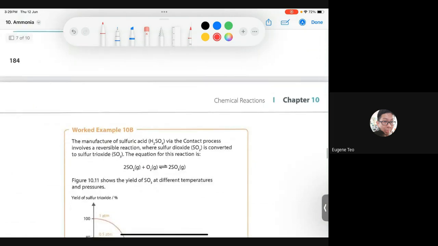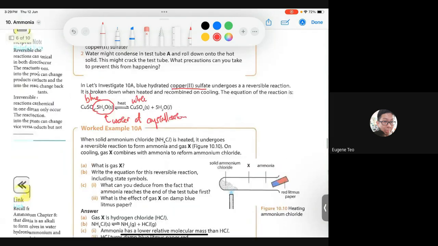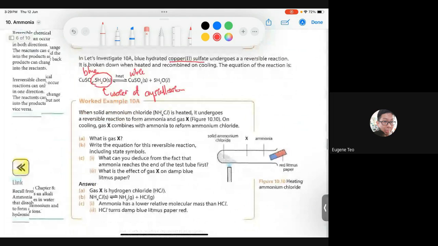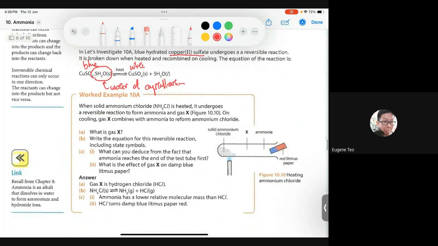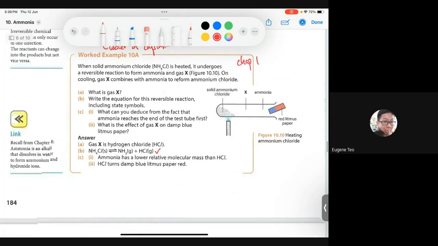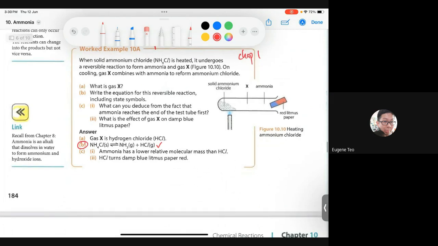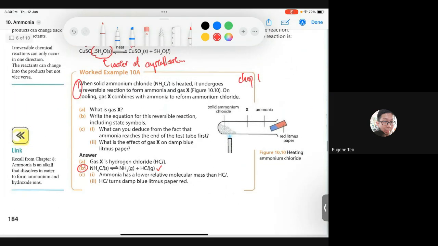Okay, these are some of the other reactions. You have another one, which is ammonium chloride. This is another reversible reaction. We covered this in chapter 1. When you heat it up, it will turn into NH3 and HCl, but then it will recombine back to form NH4Cl. So this is another reversible reaction. Take note of this whole reaction here.